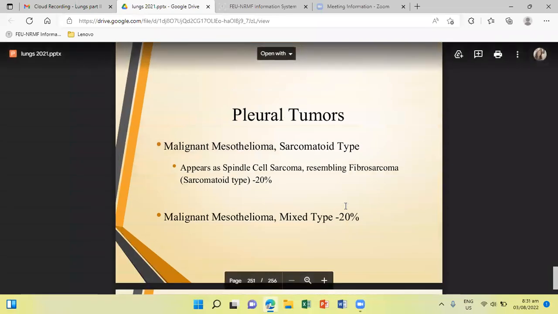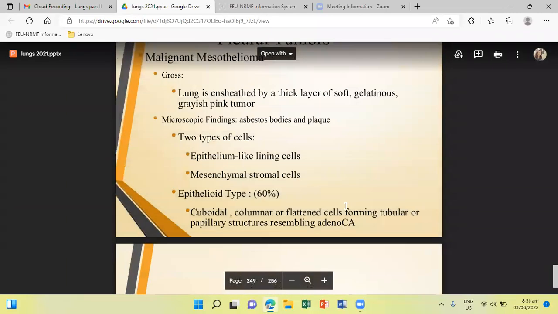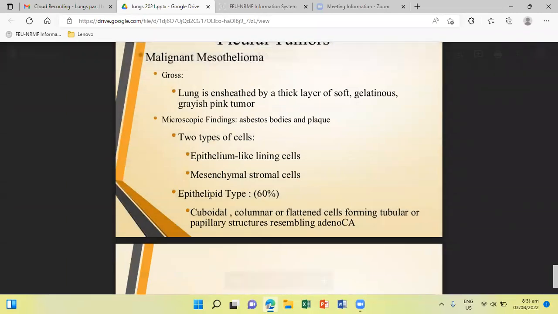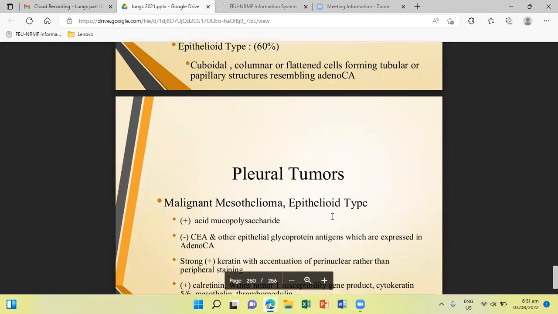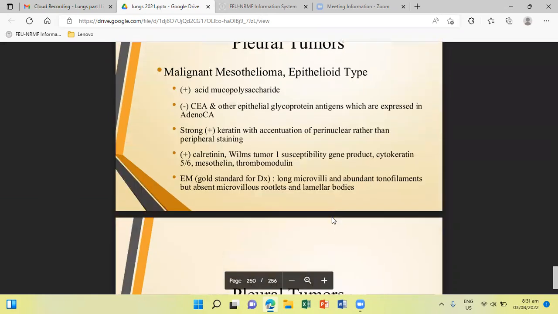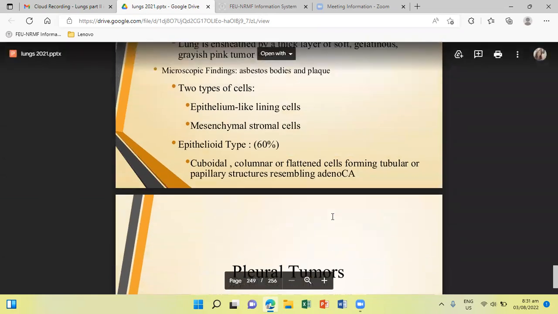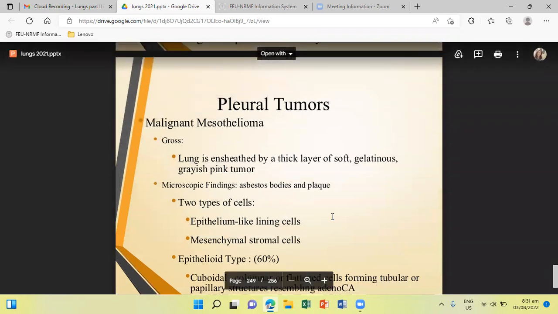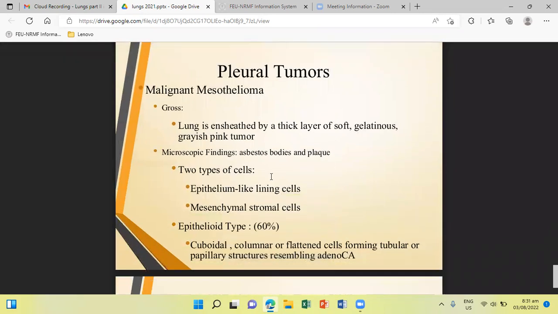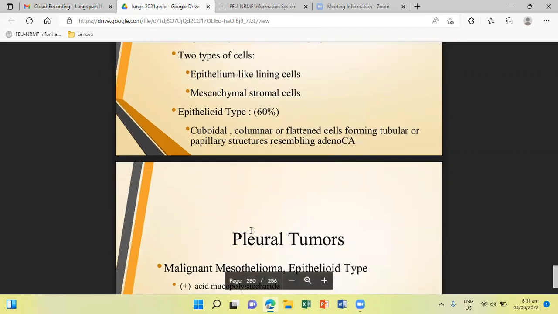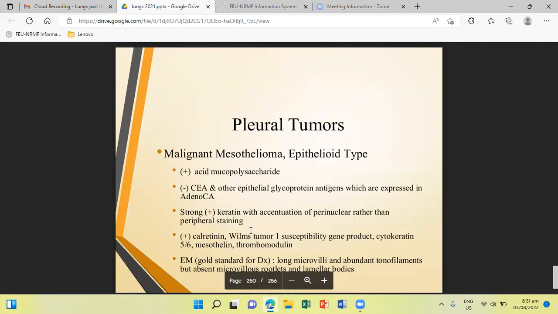So the next question would be, am I looking at mesothelioma or am I looking at adenocarcinoma? Malignant mesothelioma can actually be of two types. Epithelioid type, which looks like glands, and the other one would be the sarcomatoid type. Okay, let us take a look at that. Again, malignant mesothelioma, sarcomatoid type. This is epithelium-like or mesenchymal. Epithelioid type is 60% of the tumor, but it resembles adeno.